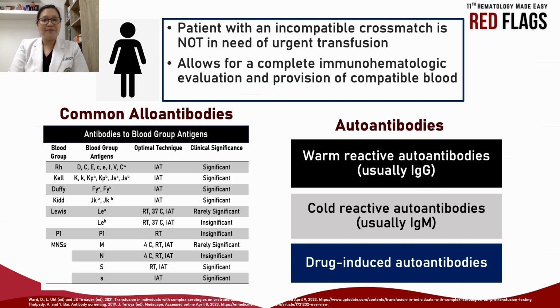Now, if we are given the best scenario and the patient with an incompatible crossmatch is not in need of urgent transfusion, this will allow us a complete immunohematologic evaluation and provision of compatible blood as mentioned earlier. Antibodies usually identified are alloantibodies and autoantibodies. The next slides will give us a brief overview and what to do in these scenarios.